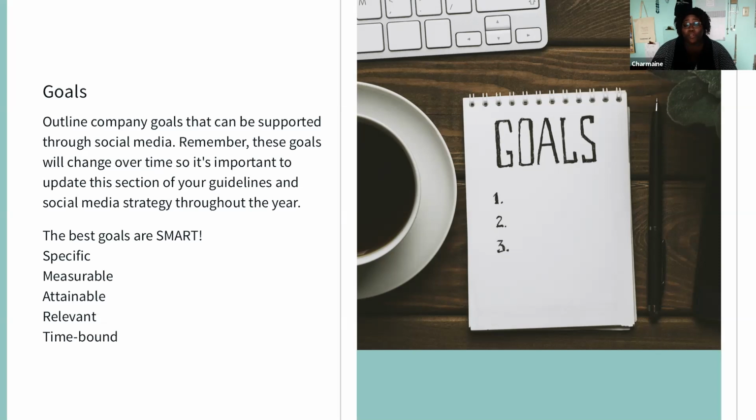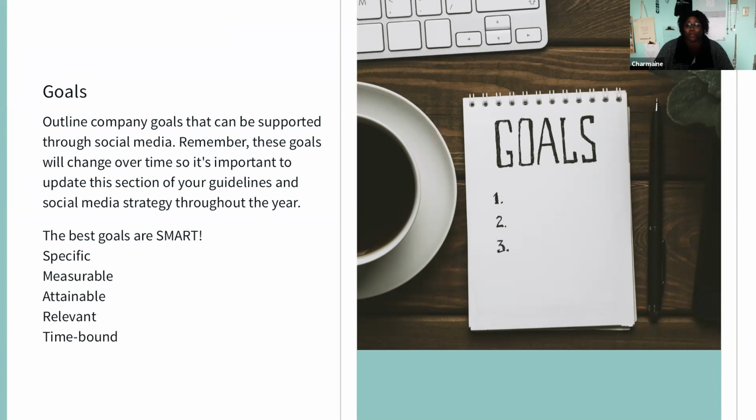You want to be posting and sharing content for a reason, right? So it's really important to highlight goals of your business that your social media strategy can support. The best goals are SMART goals. SMART is an acronym meaning that all of your goals should be specific, measurable, attainable, relevant, and time-bound.